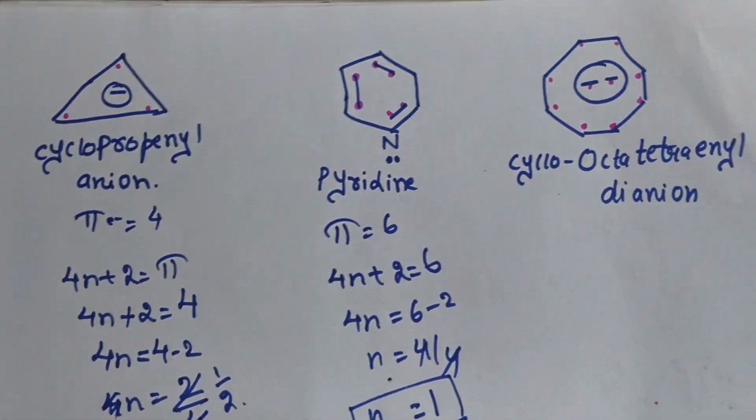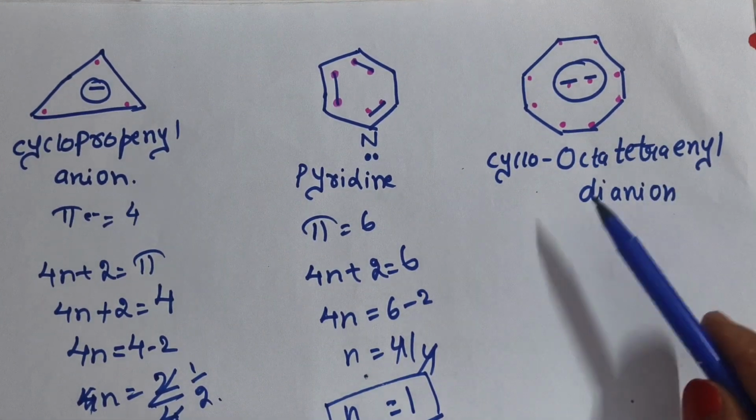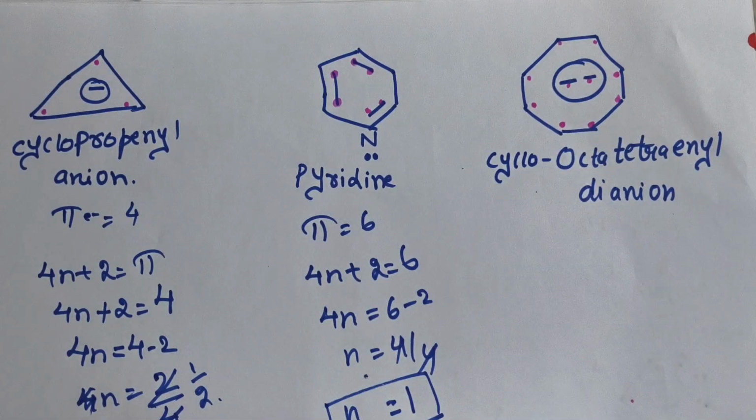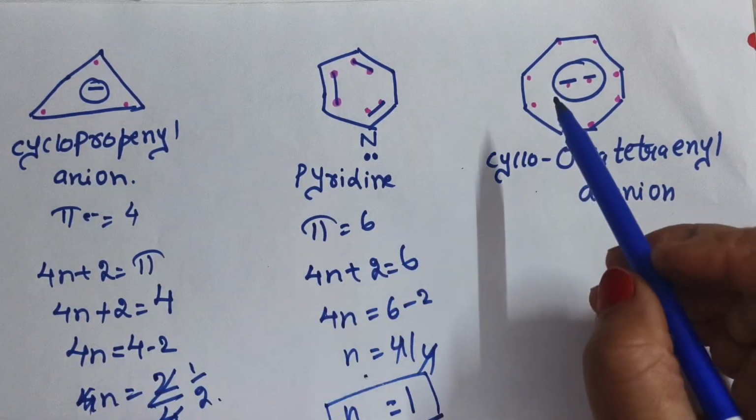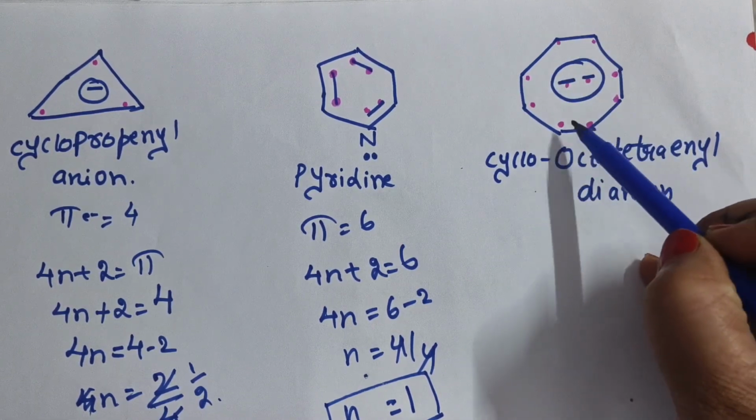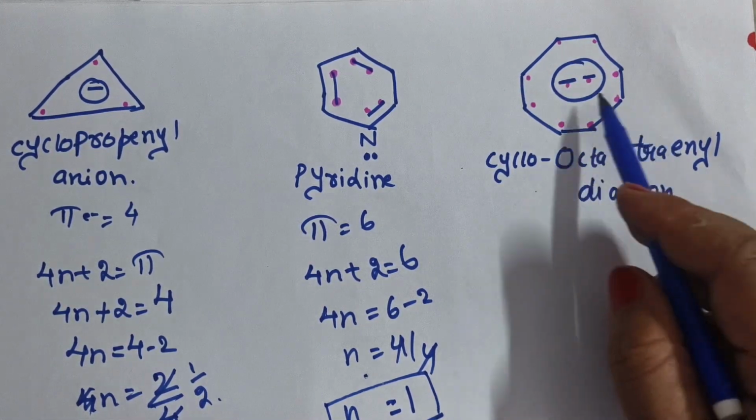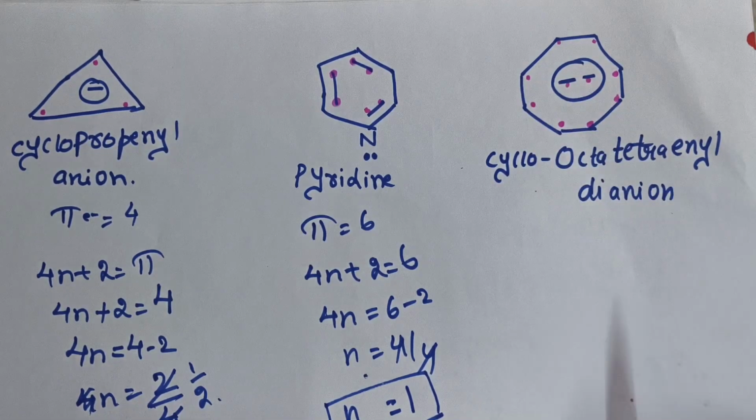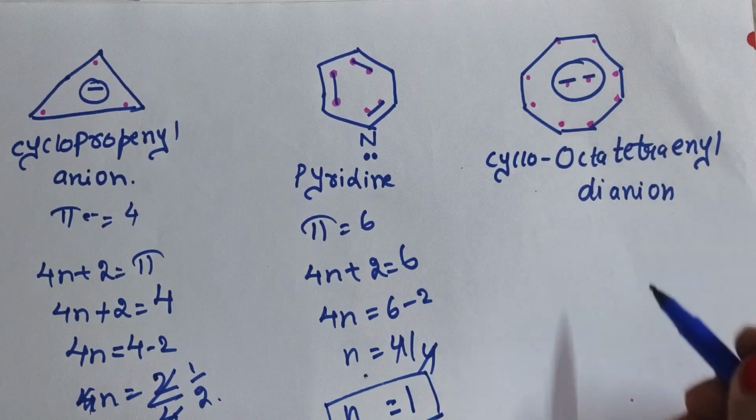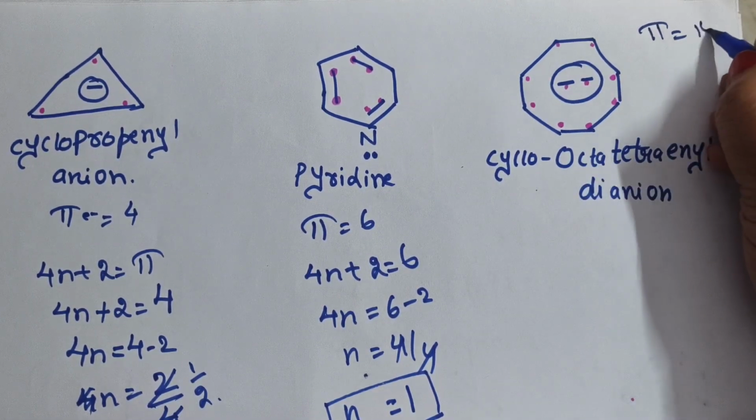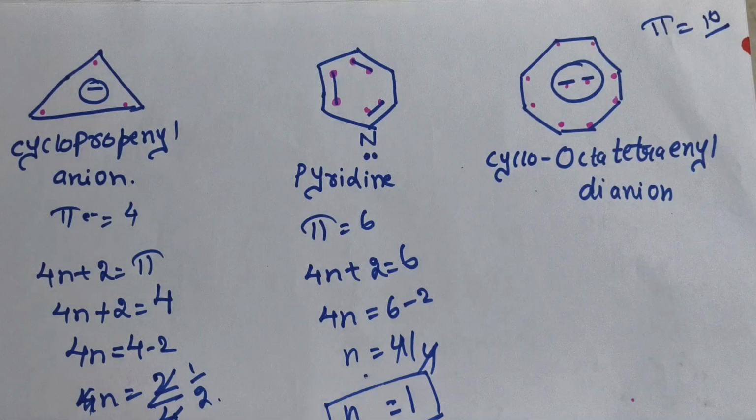Now the next example we will see is the cyclooctatetraenyl dianion. Here there are 2 minus charges, which means it will take 2 electrons. So what will it give you? There are 8 carbons, 1, 2, 3, 4, 5, 6, 7, 8. So 8 electrons plus these 2 anions, there is a 2 minus charge, so it will have 2 extra electrons. So the total number of pi electrons we can count inside the ring is 10.